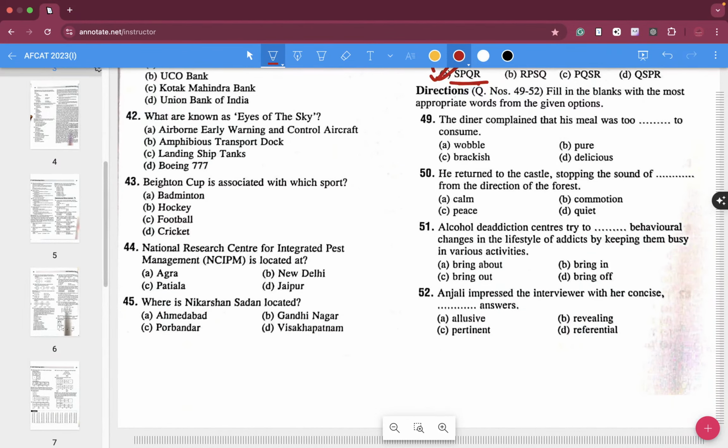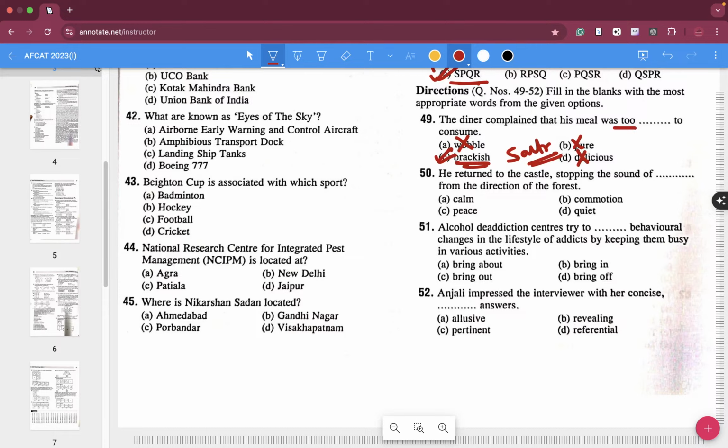Okay. Let's move on to question number 49 and 52. Fill in the blanks with the most appropriate word from the given options, right? The diner complained that the meal was too, right? Wobble means to move haphazardly. If it was pure, then why was he complaining? If it was delicious, why complain, right? The correct answer is brackish. Brackish means salty, right? The diner complained that his meal was too salty to consume, right?